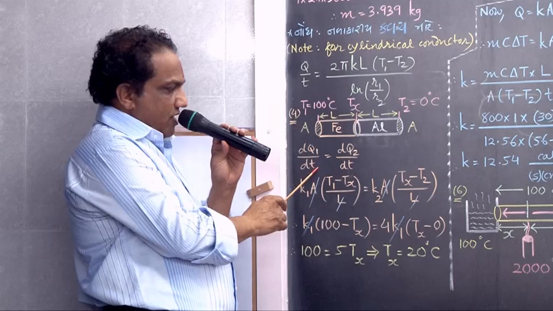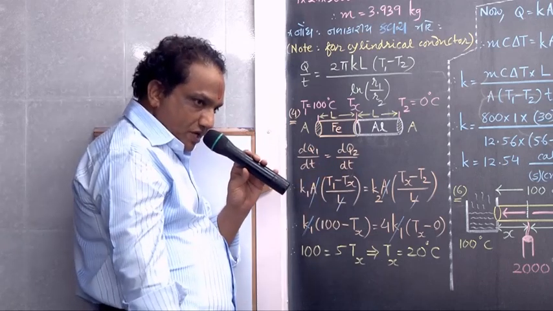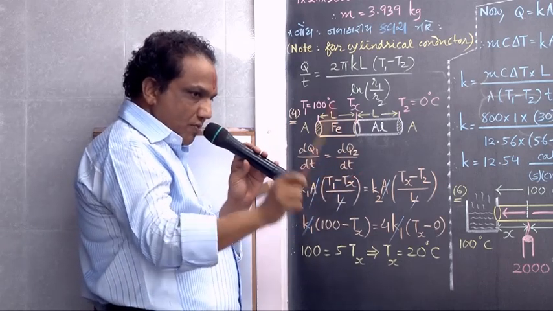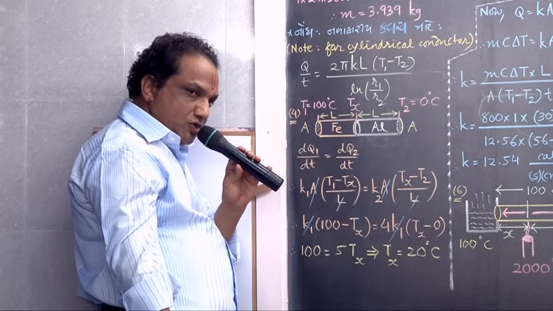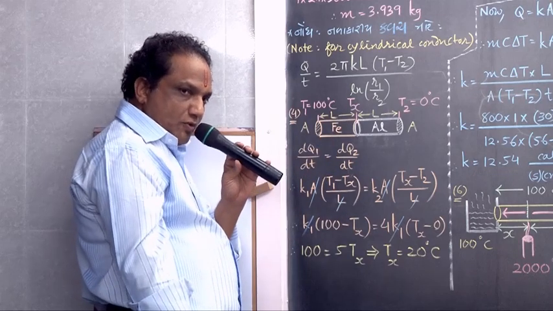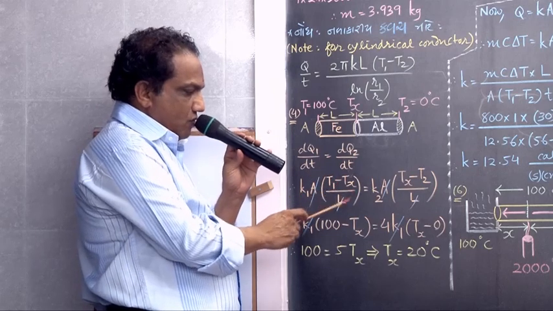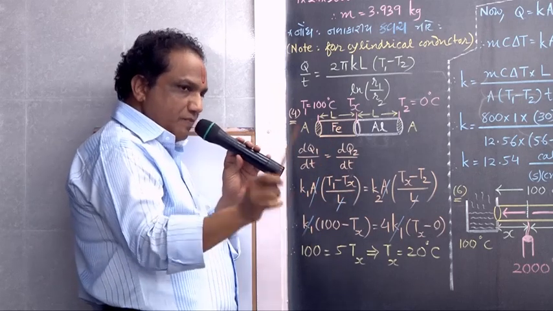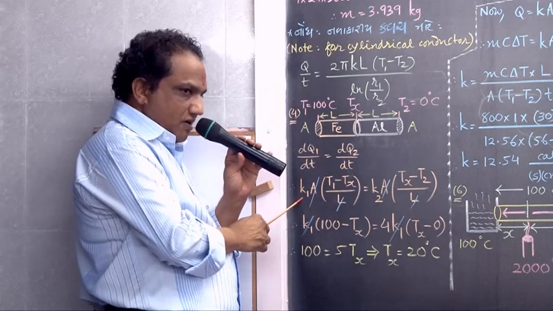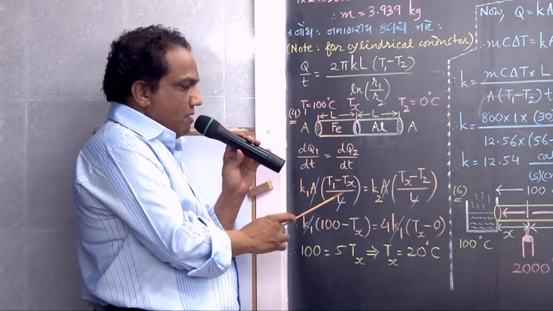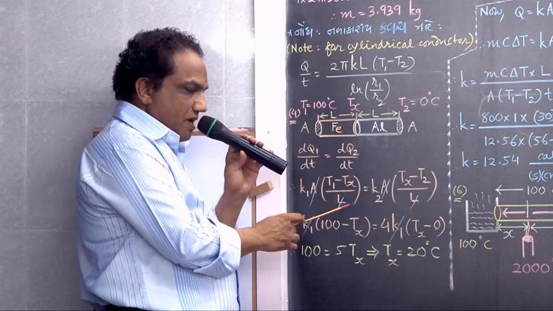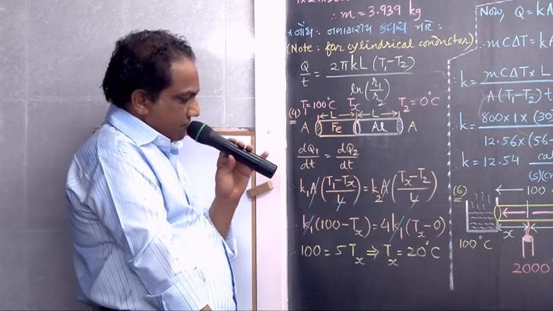So dQ1 upon dt should be equal to dQ2 upon dt. But in steady thermal state, dQ upon dt equals Q upon dt. What is the formula of Q upon dt? K A (T1 minus T2) upon L. So better you speak in words: thermal conductivity multiplied by cross section area multiplied by temperature difference divided by length.